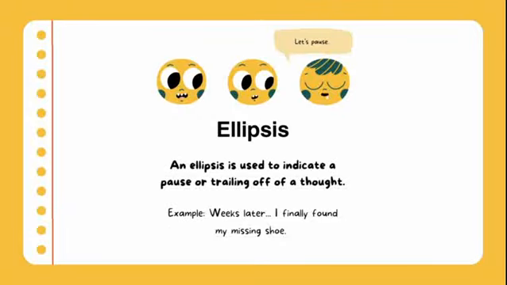We also have ellipsis. Ellipsis is used to indicate a pause or trailing off a point. Example, weeks later... you can see that those three dots you see there is what we call ellipsis. I finally found my missing shoe. That's ellipsis. There's a pause, something like you forgot before, and then you have to recall it. That's what we say.